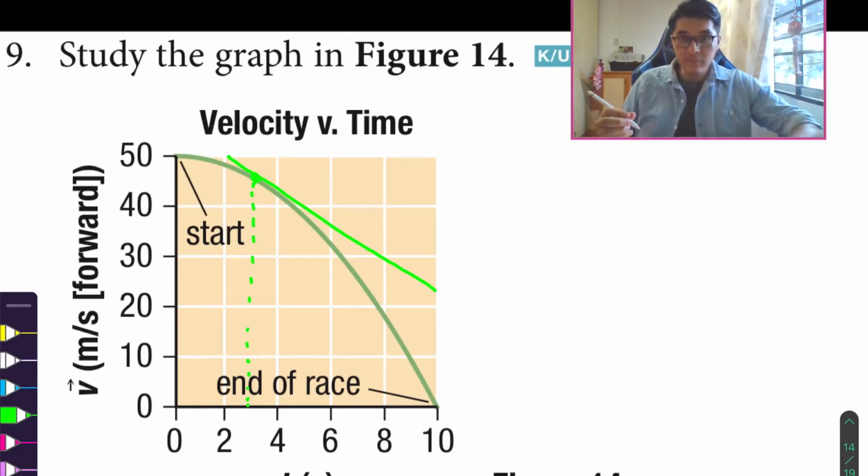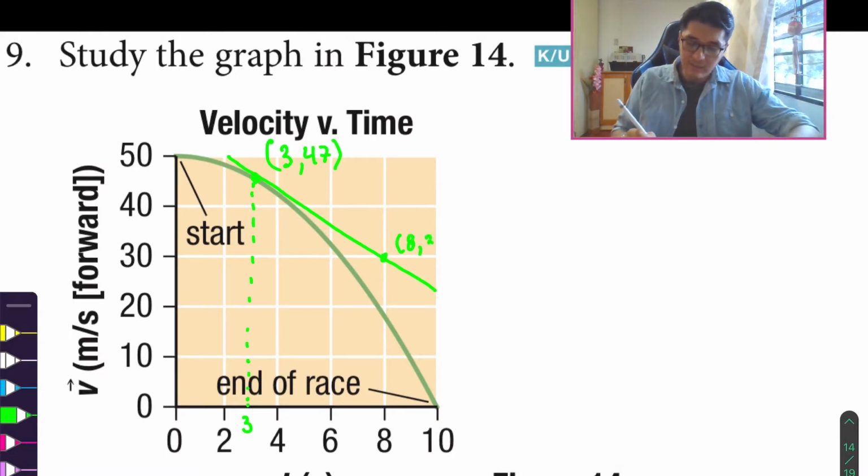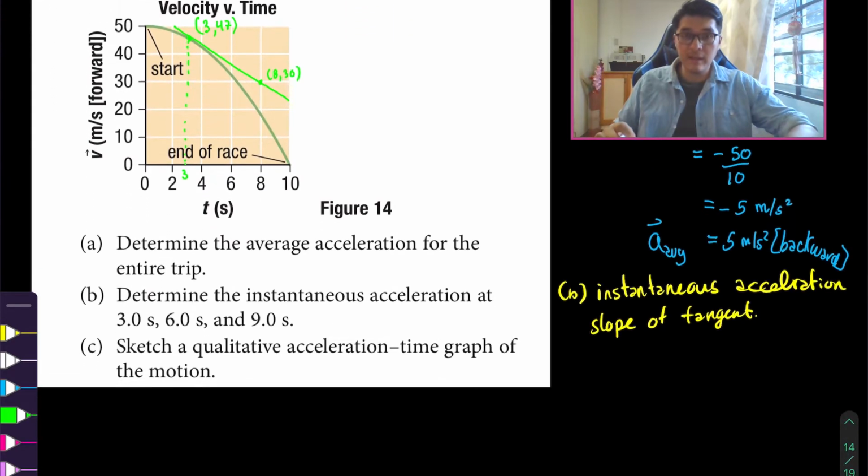And to calculate the slope of this tangent, you want to pick the point that we were given, which is at the 3 second mark, where approximately the velocity at that time is 47. And the other nice point that we can pick is where our tangent line touches the grid at a point that's easily read, which is approximately at 8 seconds. So we're going to use those 2 points to calculate our instantaneous acceleration at 3 seconds.